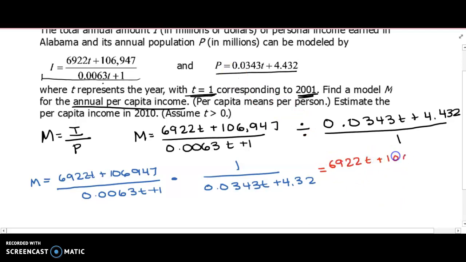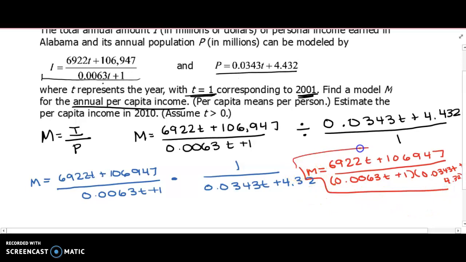Okay, and if I put that all together, I would get the numerator is 6922T plus 106,947 over, I'm just going to put these two in parentheses, 0.0343T plus 4.32. Okay, so here's our equation. This is what our equation is for M.